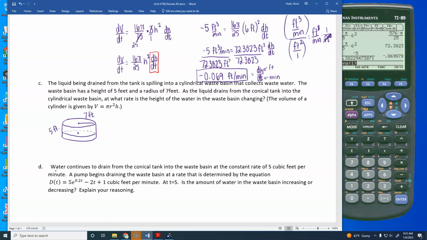So the radius here is 7. It's not changing, so we can plug it into the formula. Now, the height, of course, of that water would be changing as we fill up. So our volume formula for this is actually going to be much easier than a cone because your radius is not changing. So you can do pi times 7 squared times height, which is going to give you 49 pi times height.